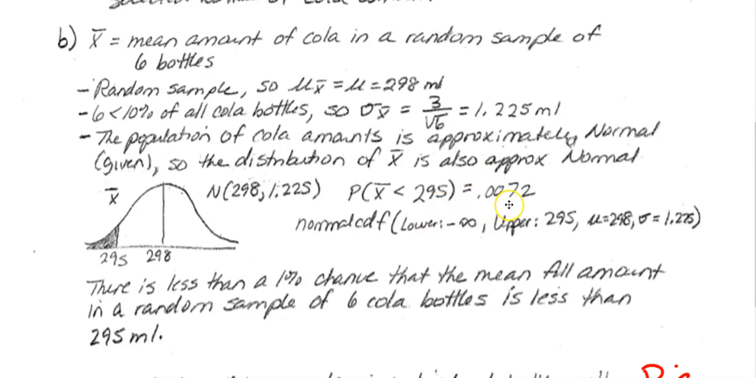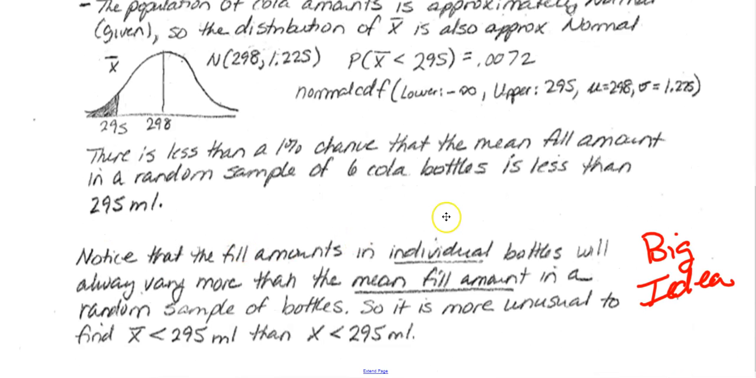But when I do the calculation now, since I've divided the original standard deviation of the population by the square root of 6, I have a smaller standard deviation. Therefore, most of the x bars are closer to 298 than the individual bottles would be, so it's a smaller proportion that would be less than 295. The big idea here is that the fill amounts in individual bottles will always vary more from the mean than the mean fill amount in a random sample of bottles. So it's more unusual to find x bar less than 295 than x less than 295.